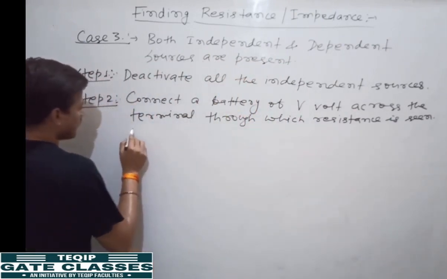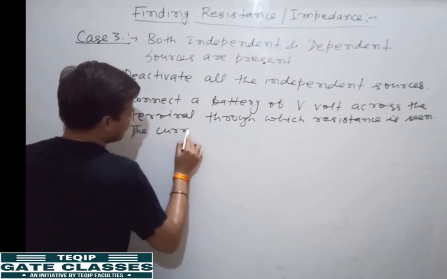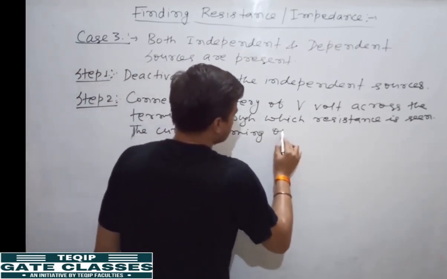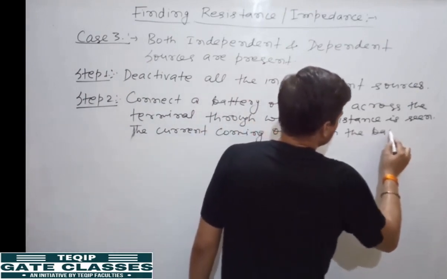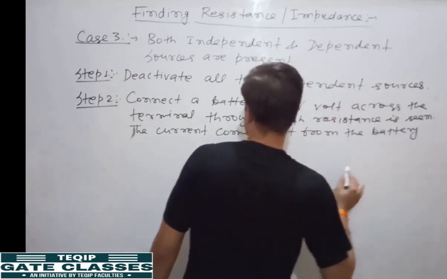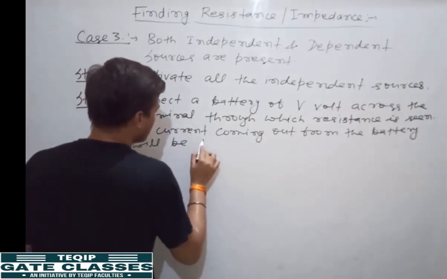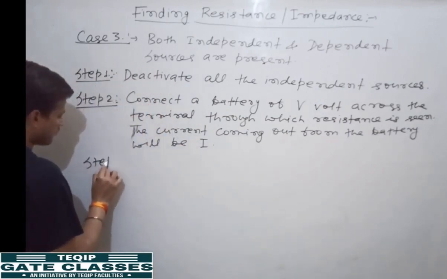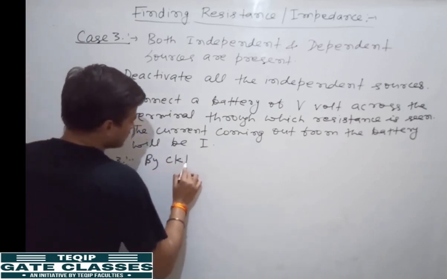Next, the current coming out from the battery will be I. Next, step 3, by circuit analysis.